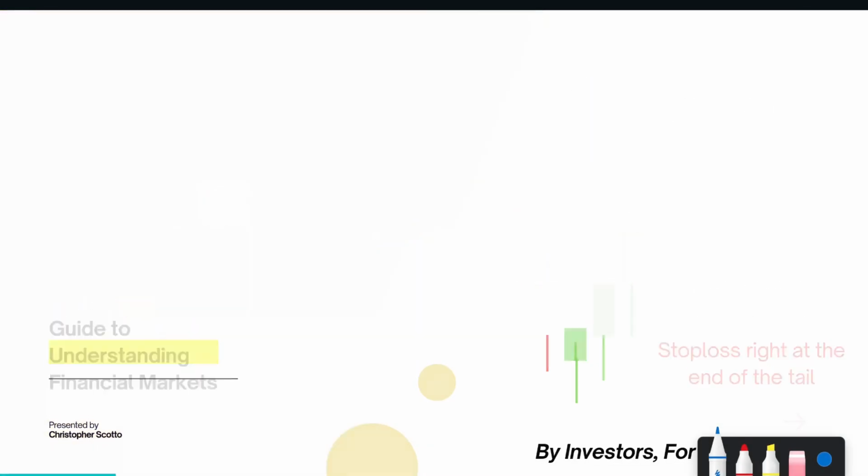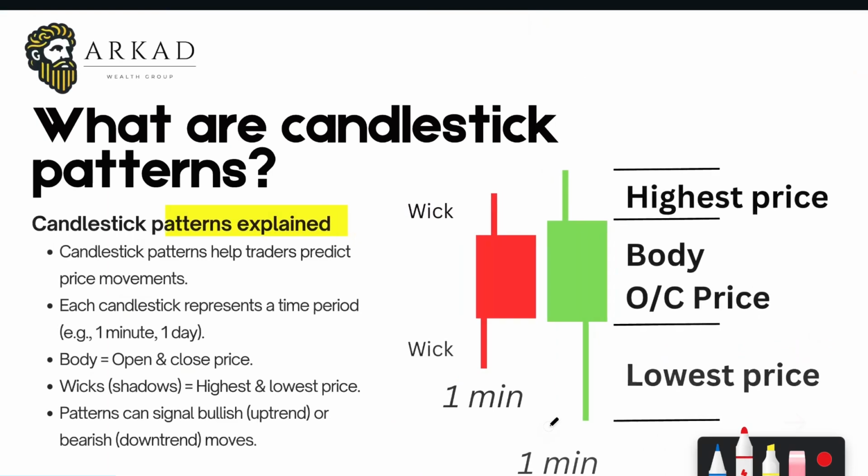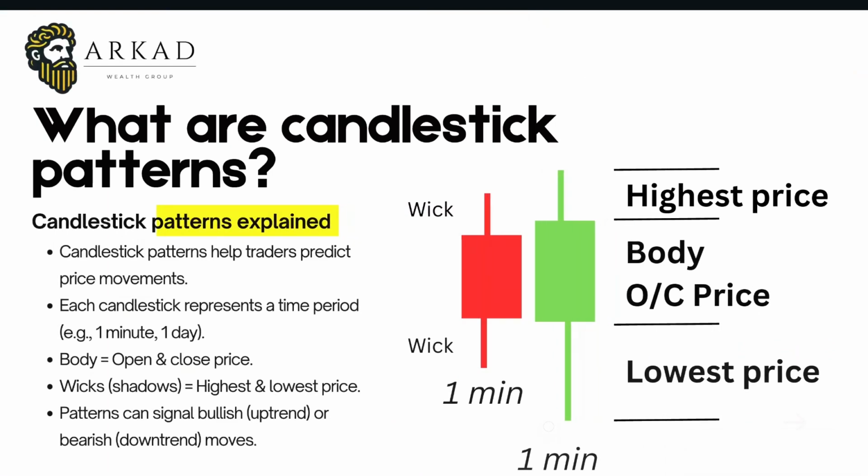So let's get right through it. First we're going to go through what candlestick patterns are, and what candlesticks are to be exact. Candlesticks are patterns that help traders predict price movements. Each candlestick represents a time period. So right here we have 1 minute, and below this we have another 1 minute.